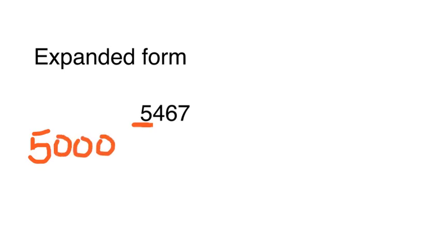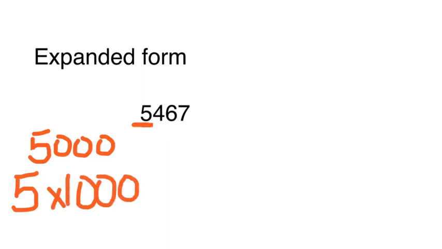We're going to review expanded form when we're working with whole numbers and now when we're working with decimals. So let's look at this number, 5,467. If I look at my 5, I know that that's really 5,000. The other way I can write that is that it's the same thing as saying 5 times 1,000. So I'm breaking it apart to really show the place value that each number is in.